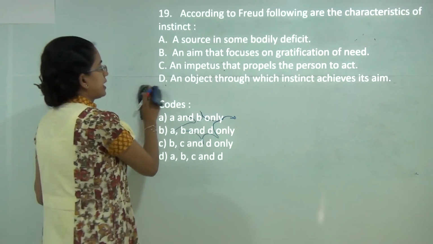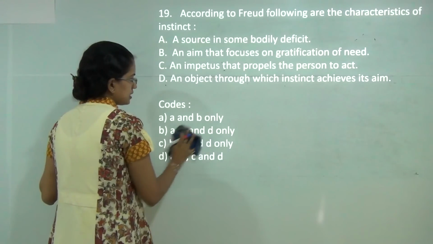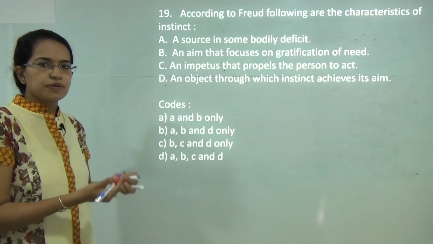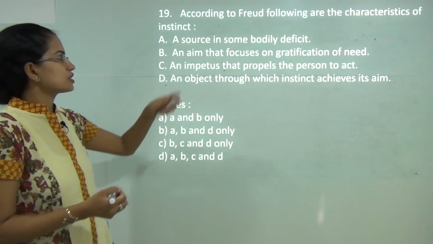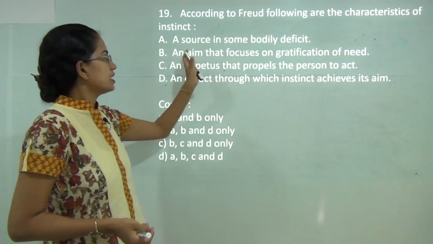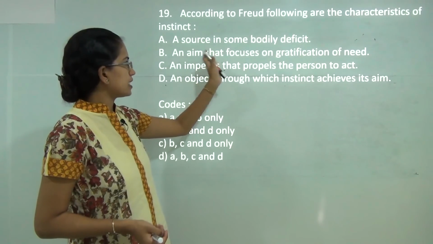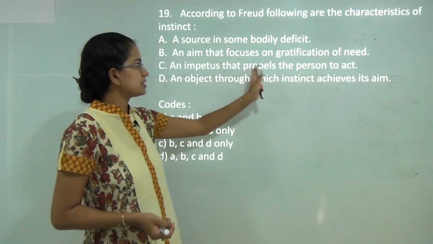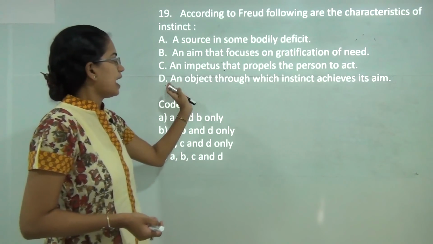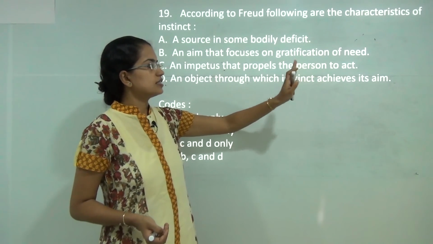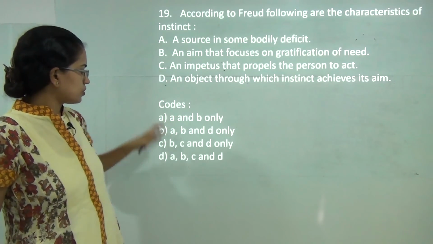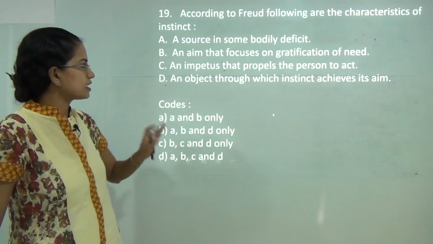Freud characterized instincts, and these four are the characteristics he gave. He explained instinct as having a source in some bodily deficit. It has an aim, which is gratification of the need. It has an impetus that propels the person to act, and an object through which the instinct achieves its aim. So all these are characteristics of instinct, and A, B, C and D are all correct.